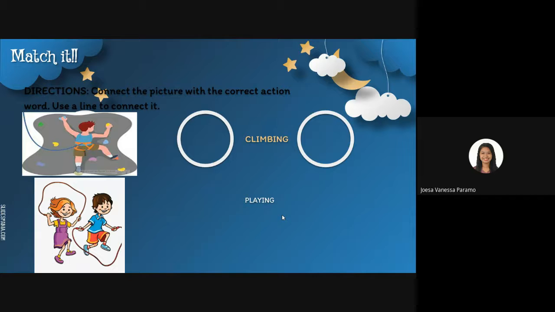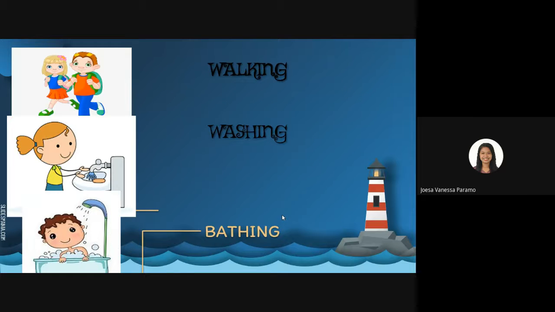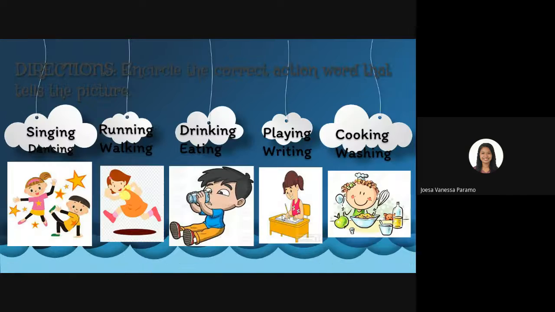Match it. Directions. Connect the picture with the correct action word. Use a line to connect it. Number one is climbing. Number two, playing. Three, walking. And four, washing. And five, bathing.